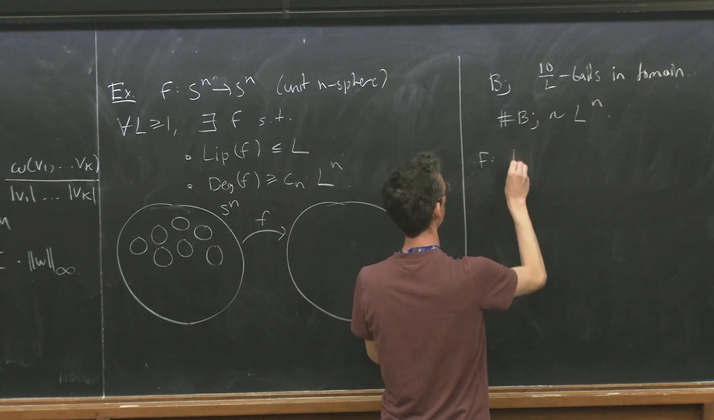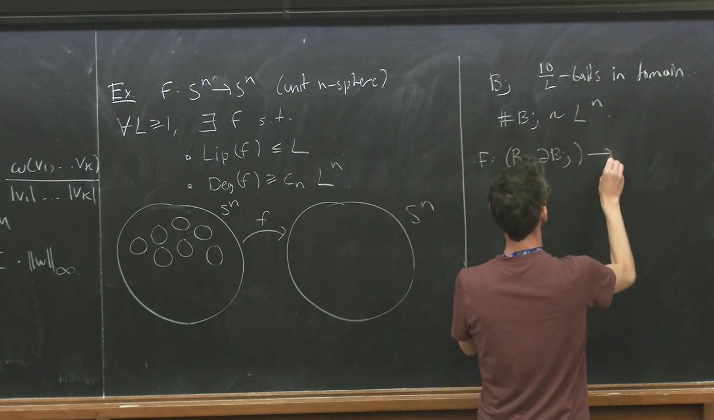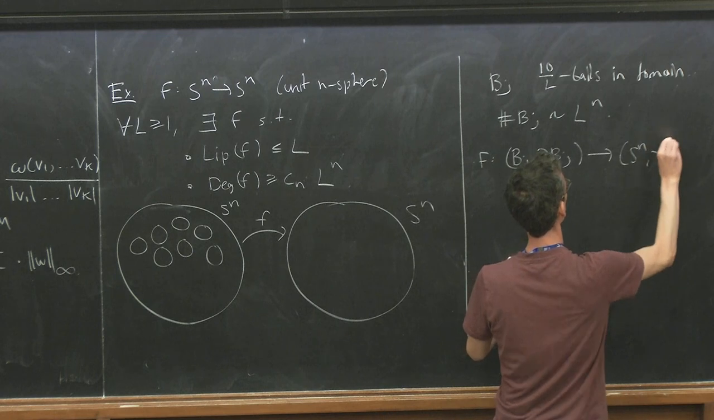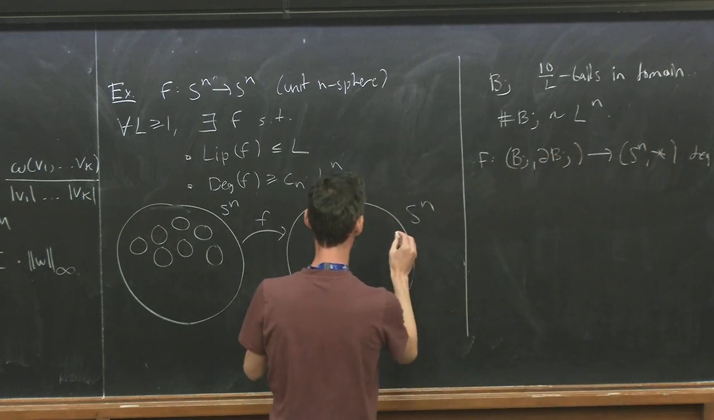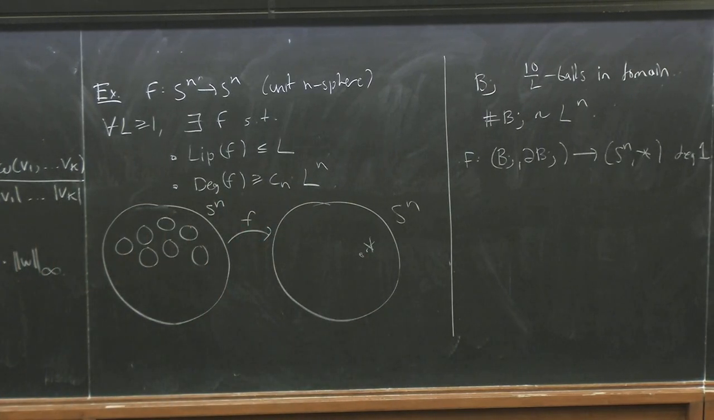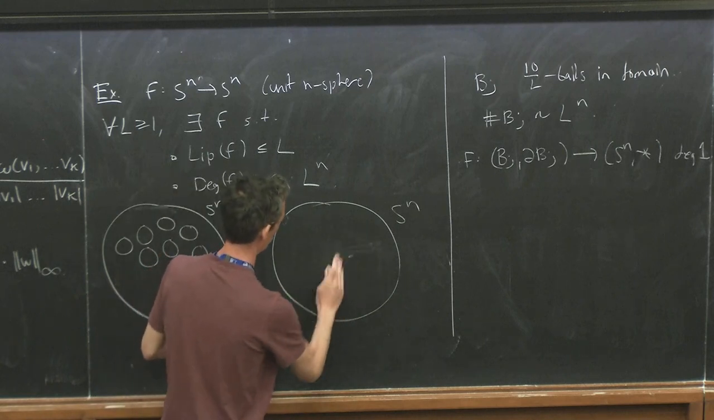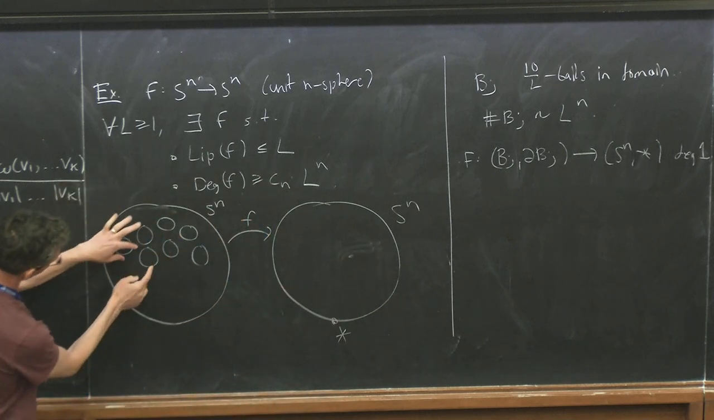Well, for each ball, it maps bj, comma boundary of bj to Sn, comma base point, degree 1. So let's draw a base point on this Sn. So over there is the base point. And actually, let me put it at the bottom. Let's pretend it's at the south pole. OK, so what happens? I take one of these balls.